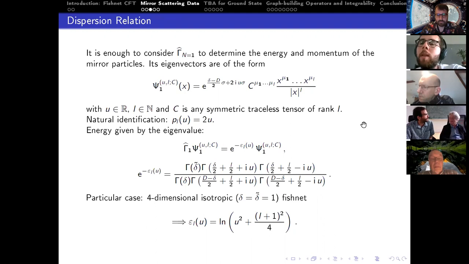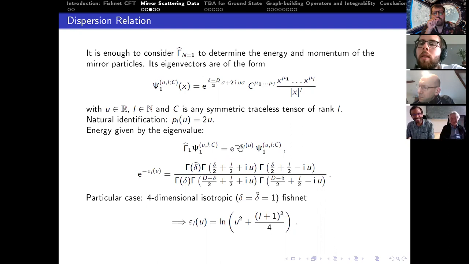Yes. So the eigenvalue is related to the energy of this particle. The energy is epsilon, and here is the expression. So, yes, indeed, it's meromorphic in delta.